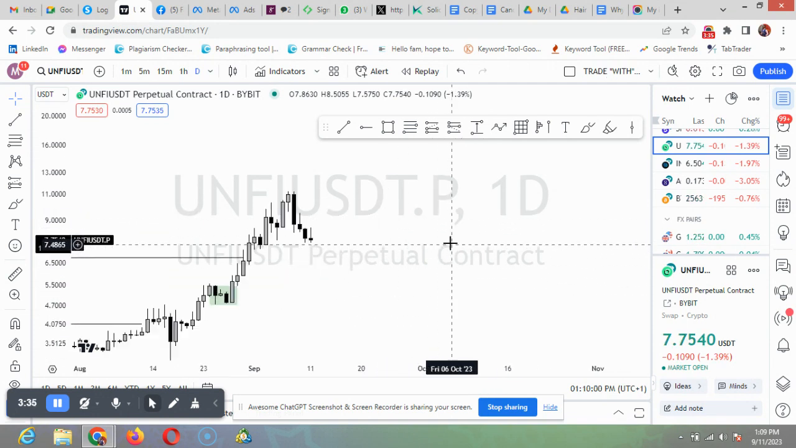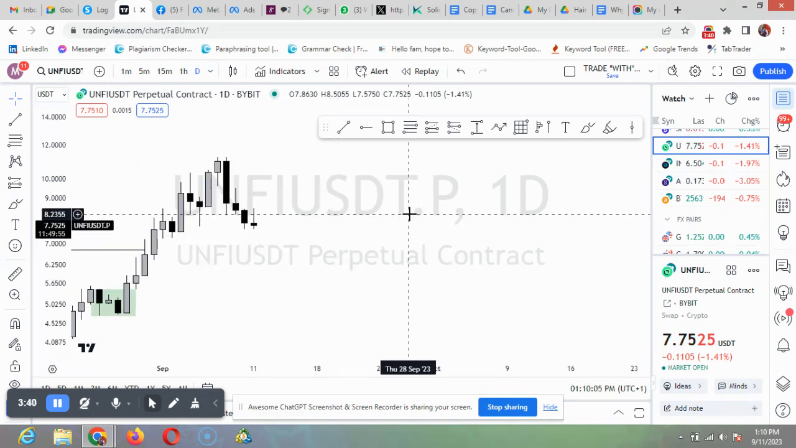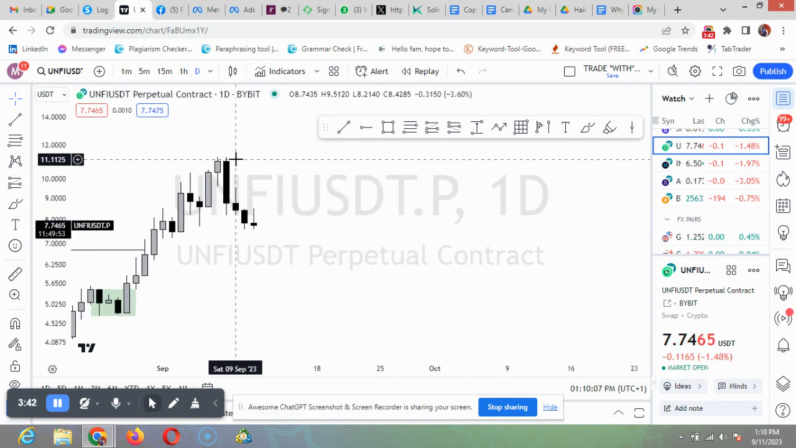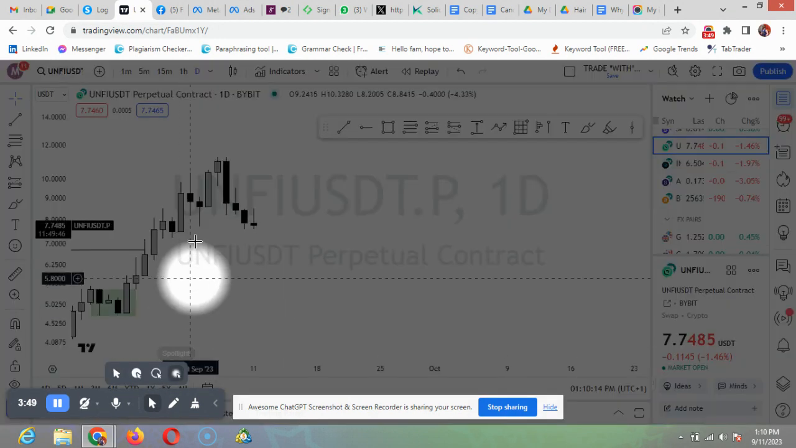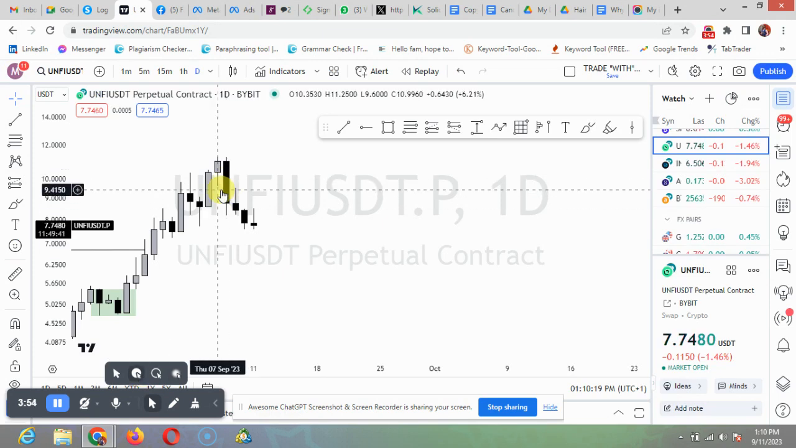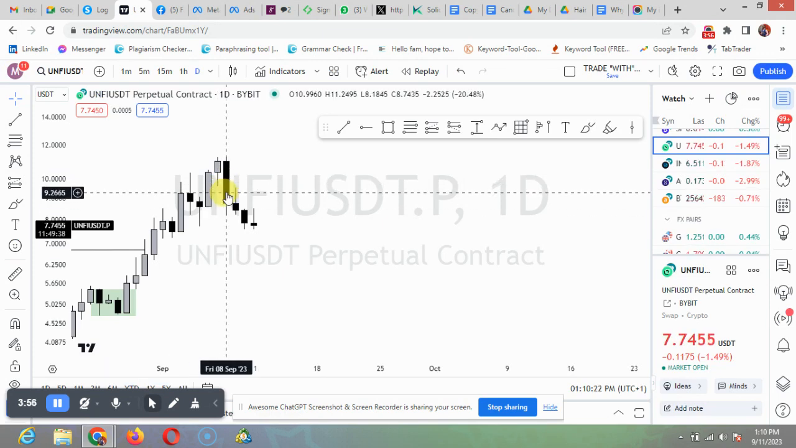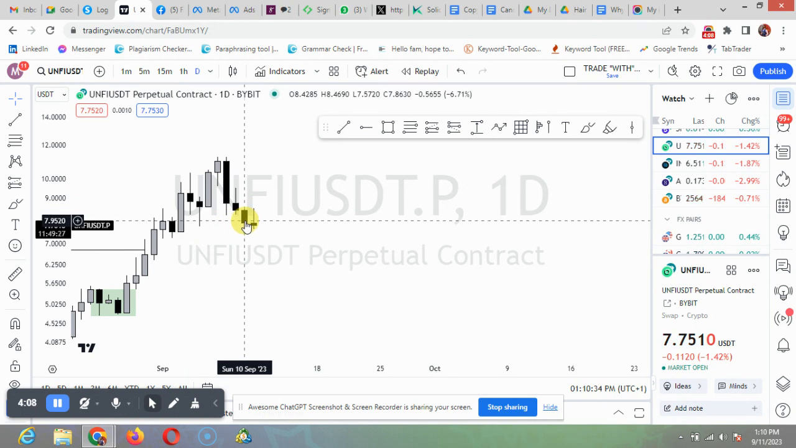So I came on this morning and I can see this move. Look at this place. Look at this candle, this big black candle. As soon as I saw this big black candle on Friday, I knew that we are going for a downtrend. On Saturday we had this candle. On Sunday we had this candle.